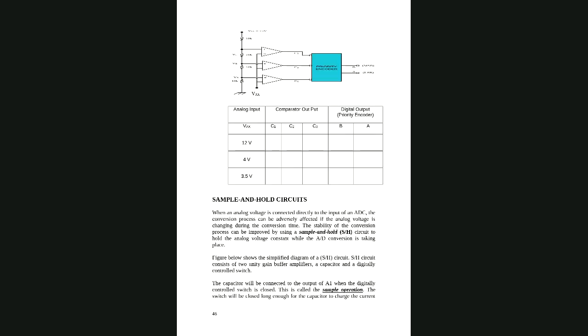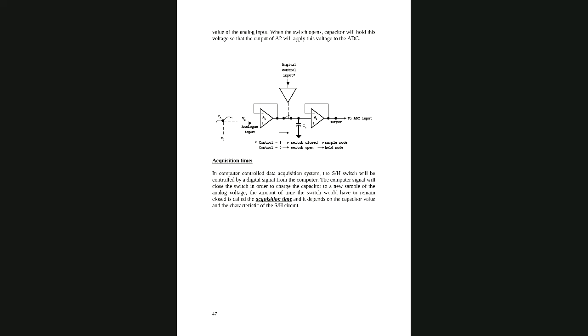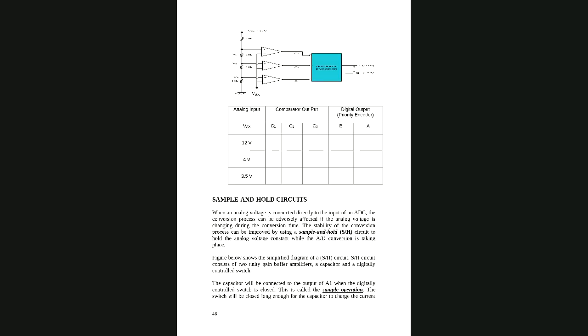So the circuit has two unity gain buffer amplifiers, a capacitor, and a digitally controlled switch. A digitally controlled switch is what? It controls the inputs. Unless one input is converted, the other input will not go. Once it finishes conversion, then it will go. The capacitor will be connected to the input of A1 when the digitally controlled switch is closed. This is called sample.